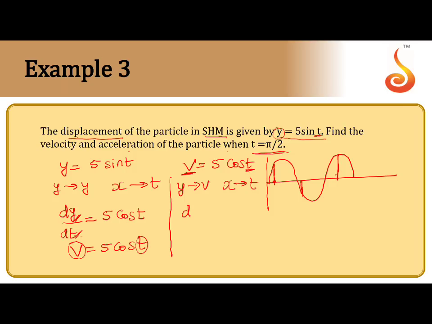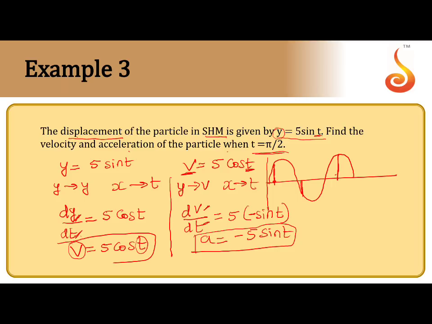Then instead of dy by dx, I will write dv by dt. This will be equal to 5 into differentiation of cos, which is minus sin t. This will be equal to minus 5 sin t. But you know, rate of change of velocity is nothing but acceleration. This is the formula for acceleration. This is the formula for velocity.